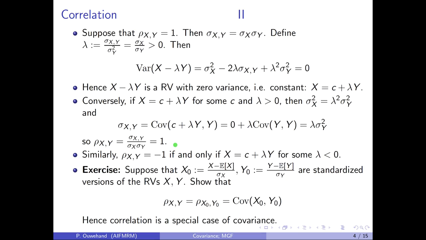And hence we see that the correlation between x and y is equal to 1 if and only if x is a constant plus a positive lambda times y. Similarly, if the correlation is equal to -1, then x will be a constant plus a negative lambda times y.